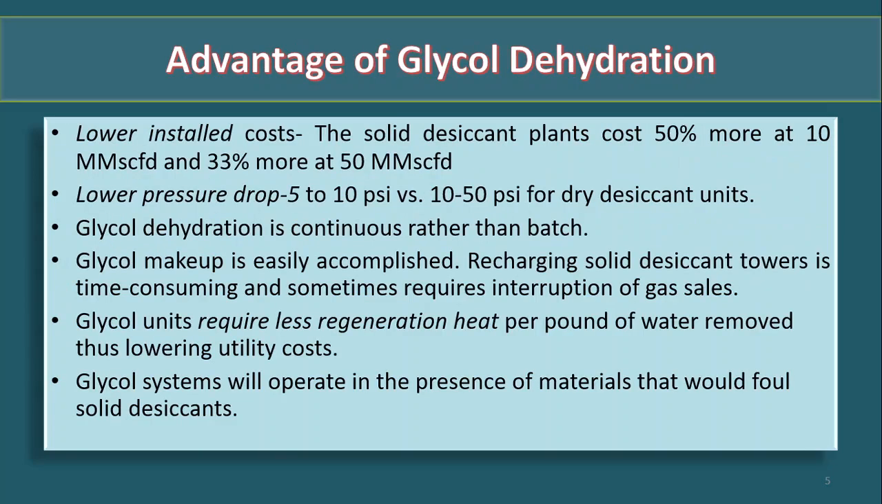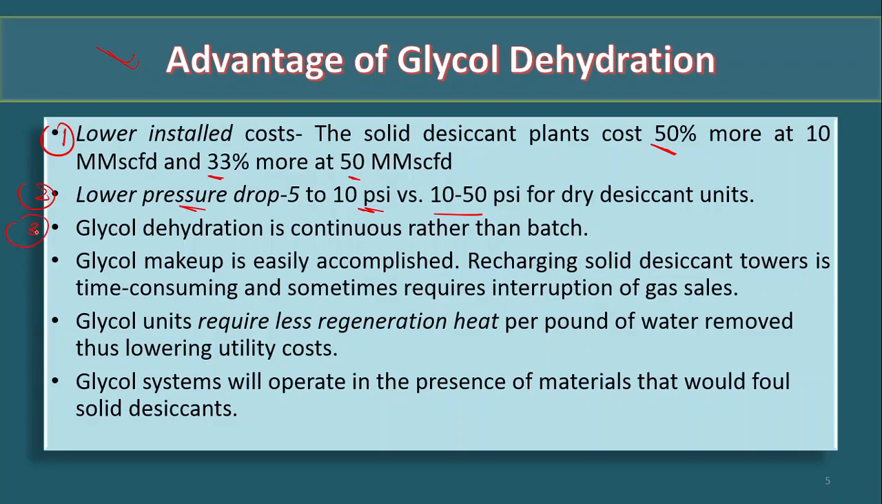If you look at the advantages of glycol dehydration over the other processes, for example over the solid desiccant and adsorption processes, the first advantage is the lower installed cost. The solid desiccant plant costs 50% more at 10 MMSCFD and 30% more at 50 MMSCFD. So you can say that absorption has a lower installation cost compared to the adsorption process, that is the solid desiccant process. The second is the lower pressure drop in the column. About 5 to 10 psi is the pressure drop in absorption, whereas in solid desiccant units it is 10 to 15 psi for dry desiccant units.